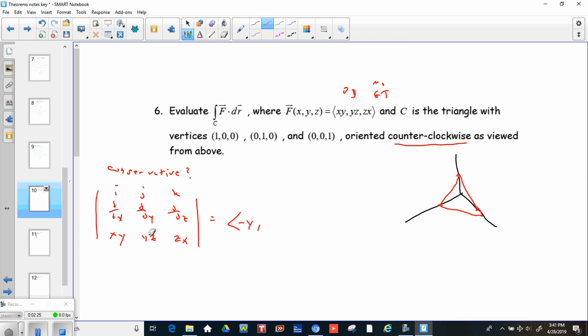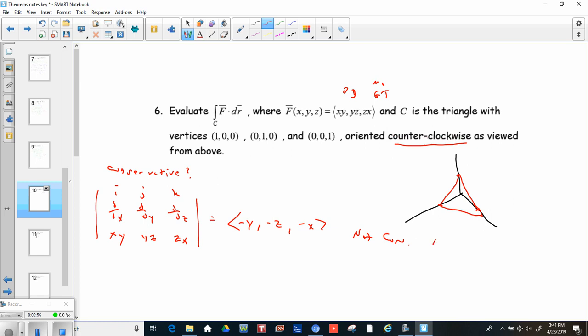Let's go ahead and just finish the curl anyway. With respect to j, it's going to be the derivative of this with respect to x is z, derivative of this with respect to z is nothing, so remember to change the sign, so it'll become negative z. And then the k part, derivative with respect to x is 0, minus derivative with respect to y is x, so it's minus x. So it's not conservative.